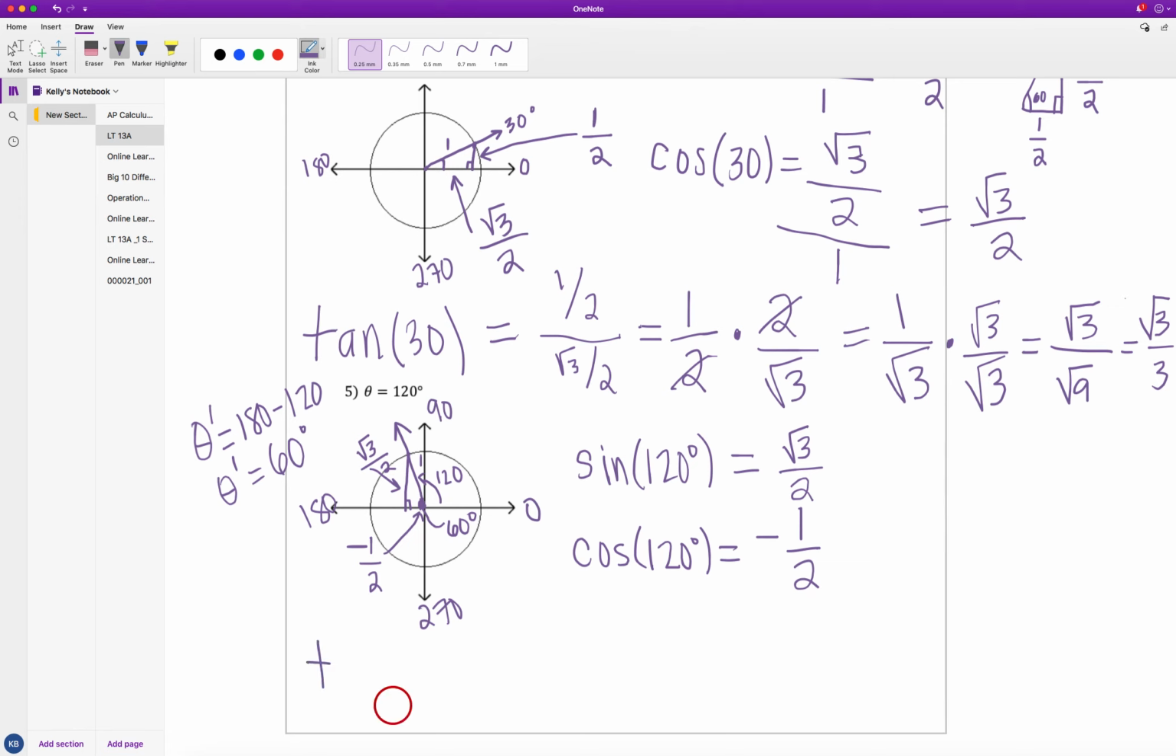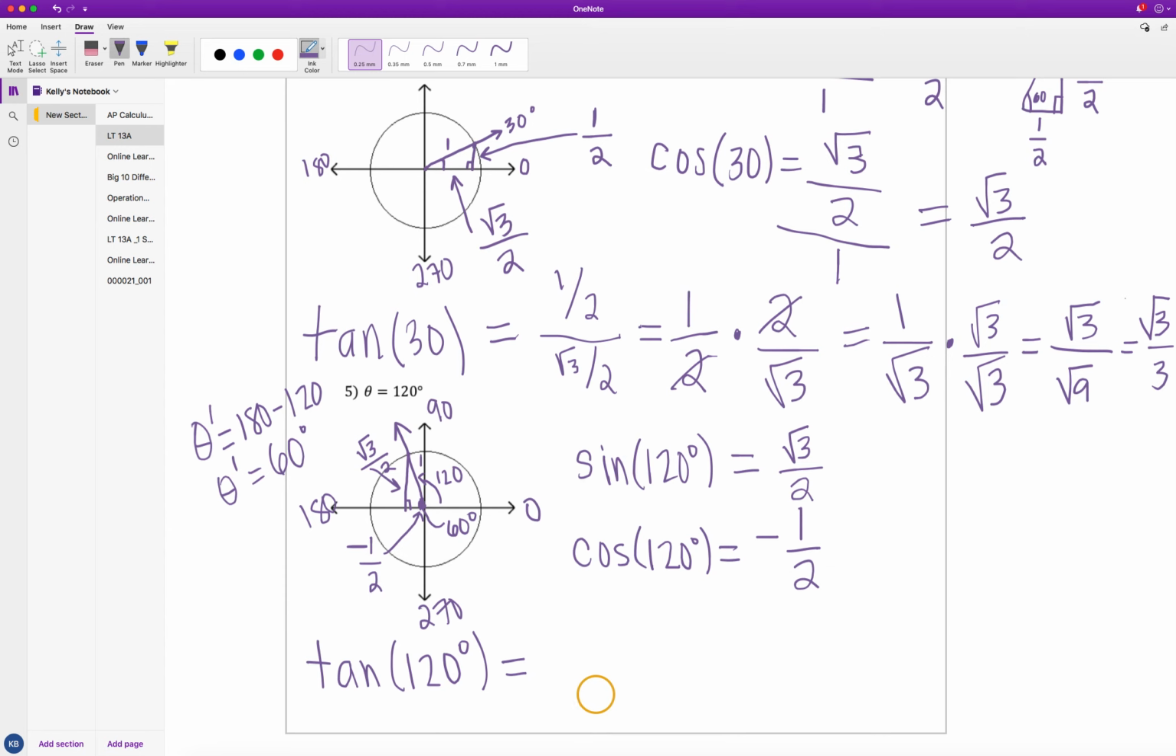Okay, let's do our last angle, which will be tangent of 120. Again, I'm going to have you guys pause the video and try to figure out what tangent of 120 is on your own first, and make sure you simplify all the way.